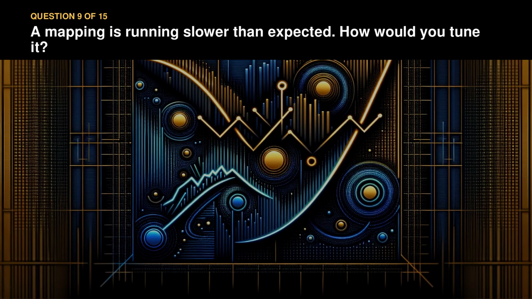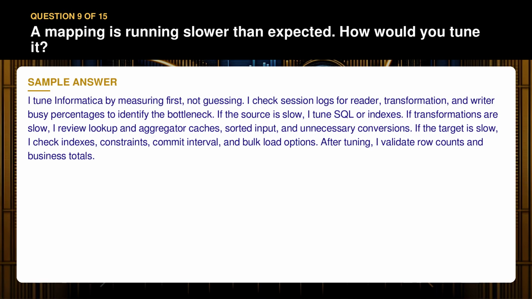Question 9. A mapping is running slower than expected. How would you tune it? I tune Informatica by measuring first, not guessing. I check session logs for reader, transformation, and writer busy percentages to identify the bottleneck. If the source is slow, I tune SQL or indexes. If transformations are slow, I review lookup and aggregator caches, sorted input, and unnecessary conversions. If the target is slow, I check indexes, constraints, commit interval, and bulk load options. After tuning, I validate row counts and business totals.